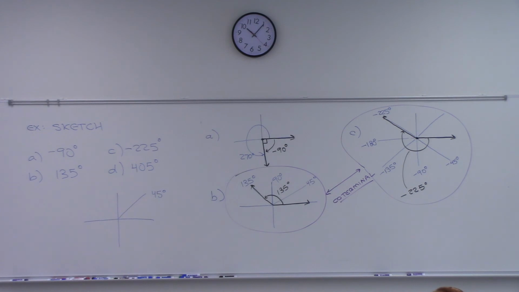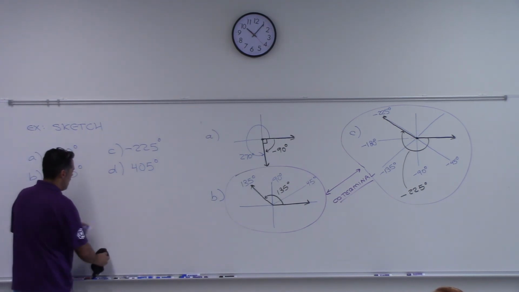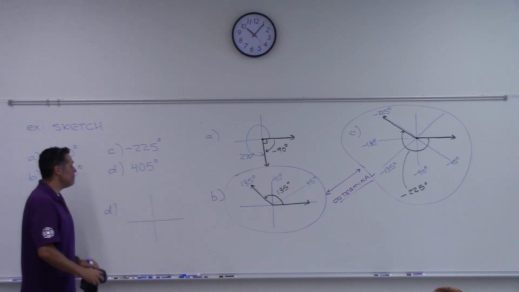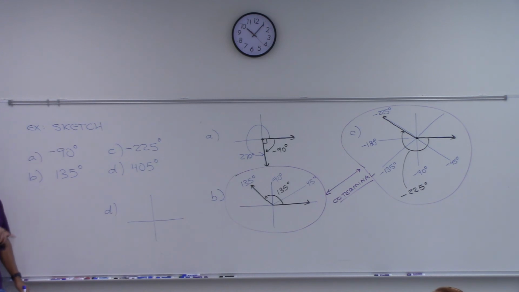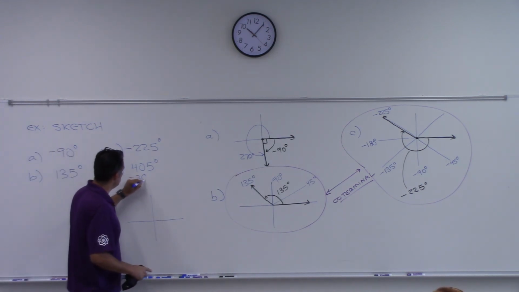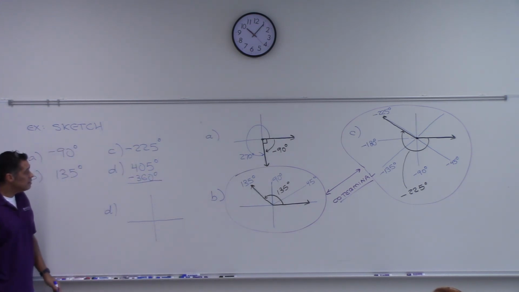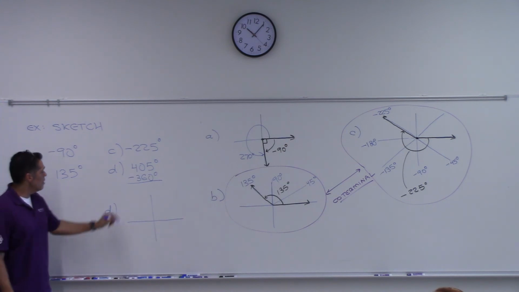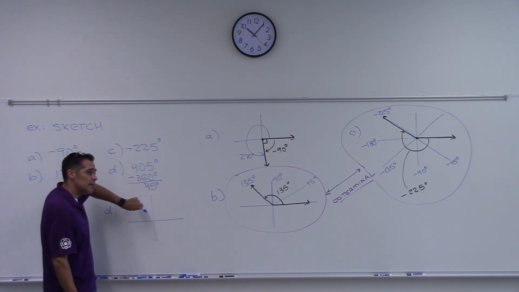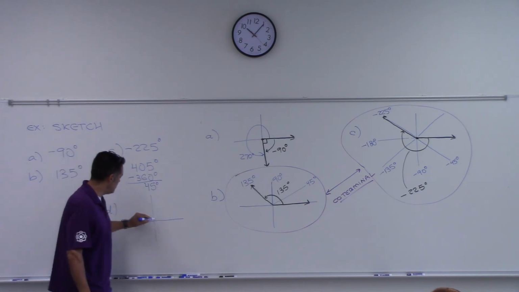405, where's 405? Here's the way I would do 405 if I'm doing part D. I'd remind myself that 360 is all the way around. So if I subtract 360 degrees from it, what would be left? 45. So this is basically saying go all the way around counterclockwise, and then once you get all the way around, go an additional 45 degrees.